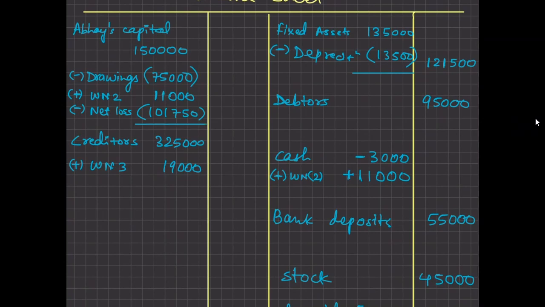So the net capital here would be 1,50,000 minus 75,000 plus 11,000 and minus 1,01,750. Tell me the total.